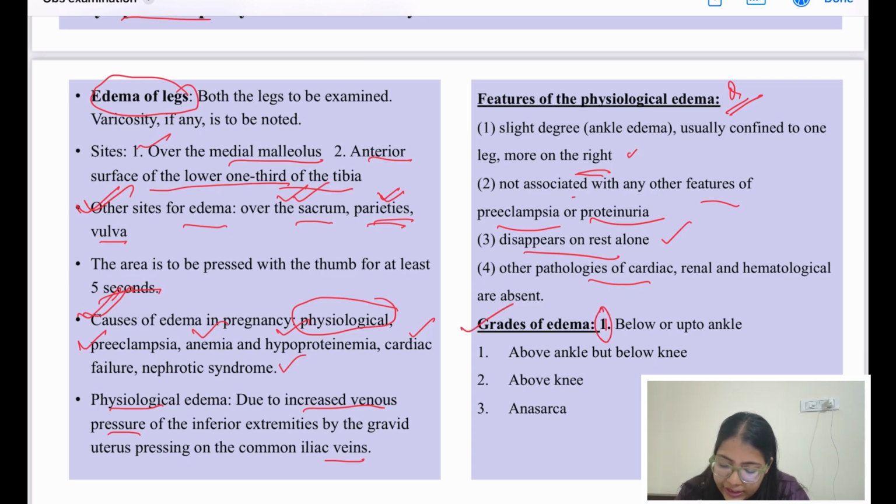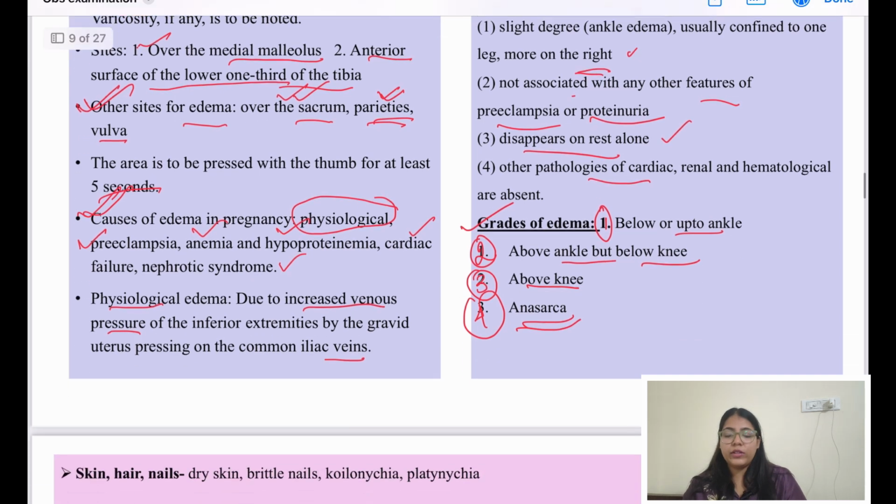Grade 1 is up to or below the ankle, grade 2 edema is above the ankle but below the knee, grade 3 edema is above the knee, and grade 4 edema is anasarca, that is involving the whole body.